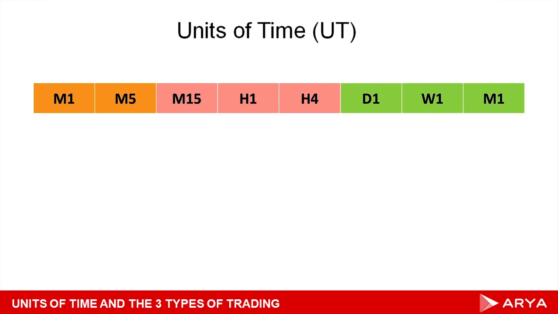A unit of time corresponds, quite simply, to the duration of a single candlestick on a chart. The main units of time we find on financial charts are M1 for 1 minute, M5 for 5 minutes, and M15 for 15 minutes, and then H1 for 1 hour, H4 for 4 hours. We then have D1, W1, M1 for daily for 1 day, weekly for 1 week, and monthly for 1 month.